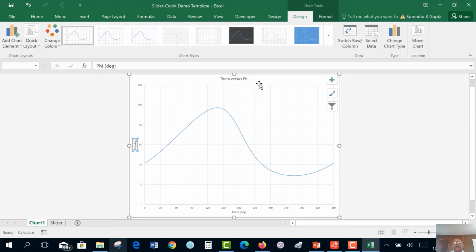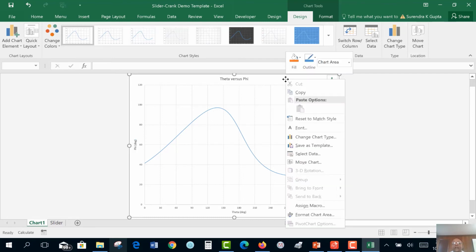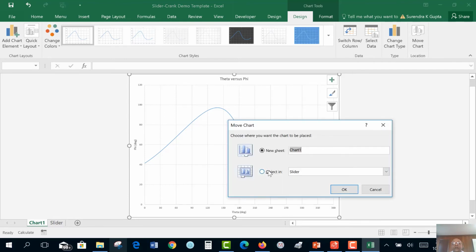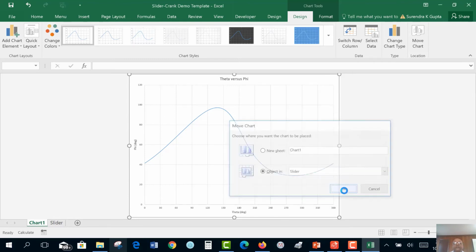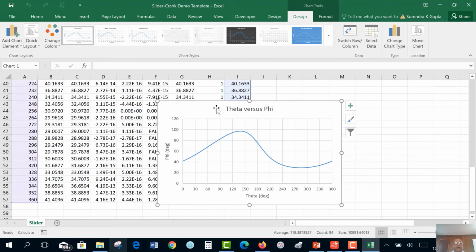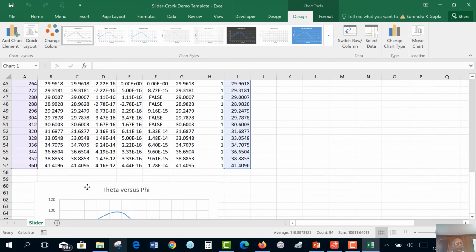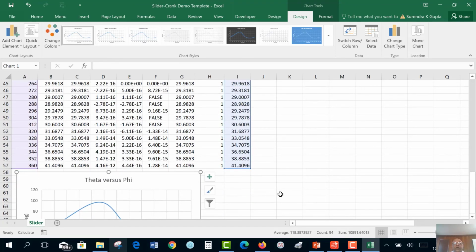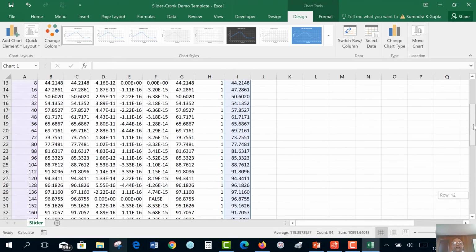Okay, and let's stick it back under the table. So move chart, object and slider, and put it under the table. Okay, so we have done our first part.